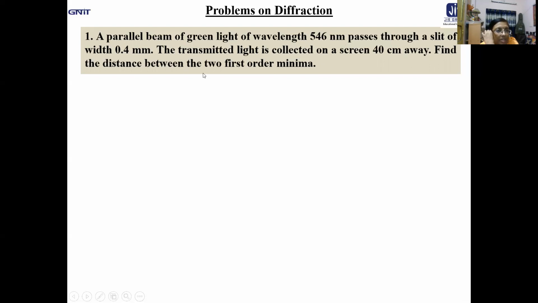Find the distance between the two first order minima. I am again repeating. A parallel beam of green light of wavelength 546 nanometer passes through a slit. That means it is single slit case of width 0.4 millimeter. Be careful about the units. These are mixing of units. The transmitted light is collected on a screen 40 centimeter away. Find the distance between the two first order minima.